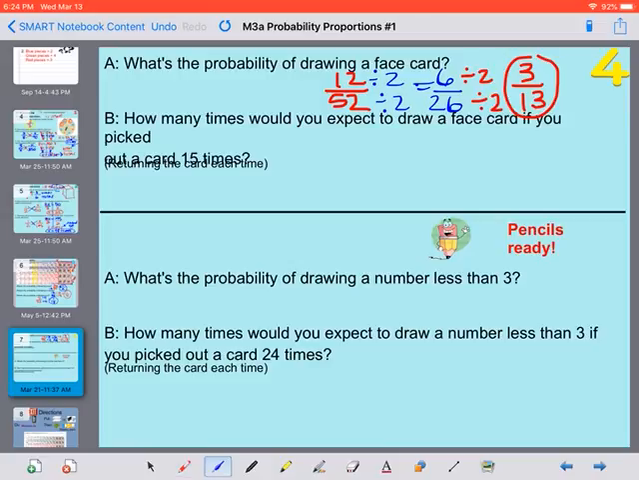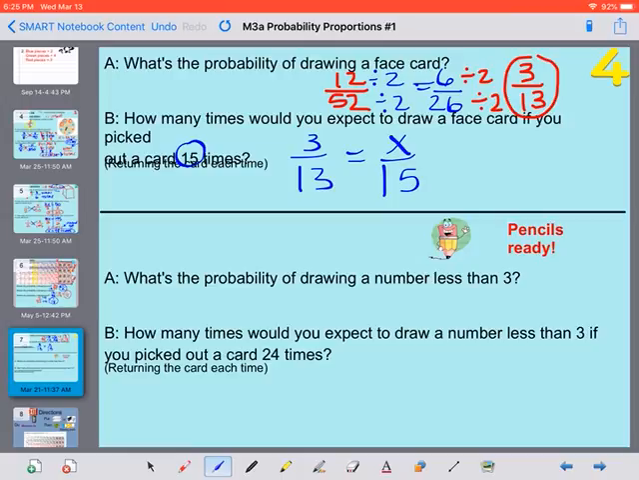Next, part B. How many times would you expect to draw a face card if you picked out a card 15 times? I know it's hard to see that a little bit. It got a little funky when I put it on my iPad. So we know 3 out of 13 should be a face card. Well, how many would we expect to be a face card if we pulled it out 15 times?